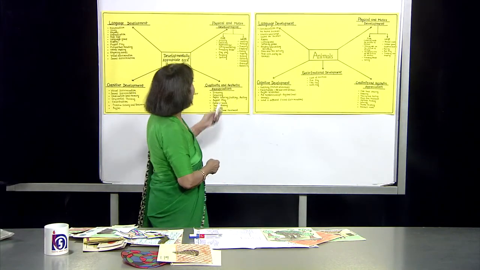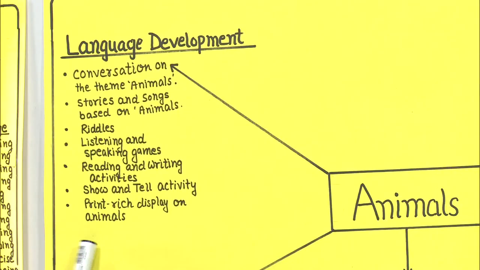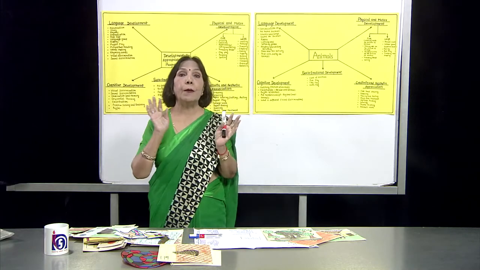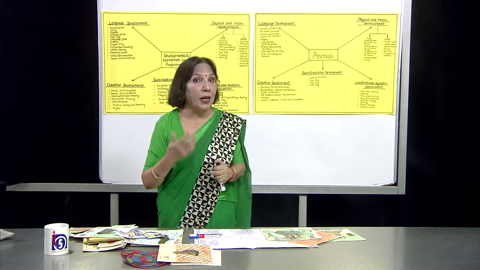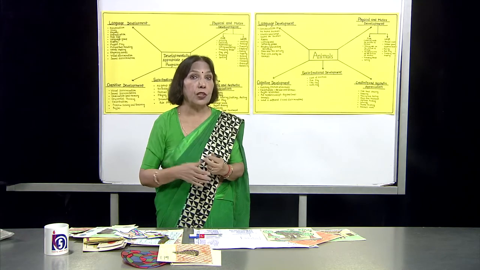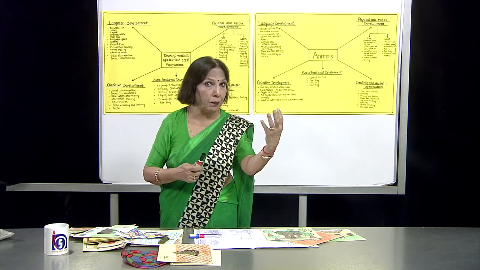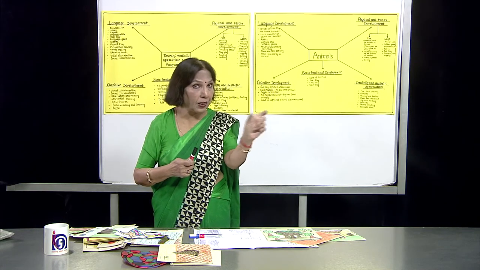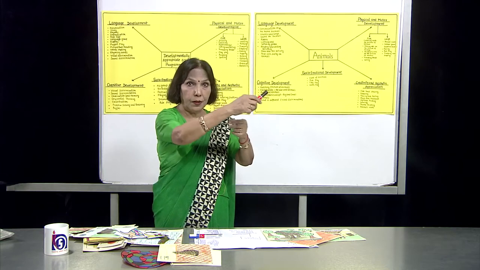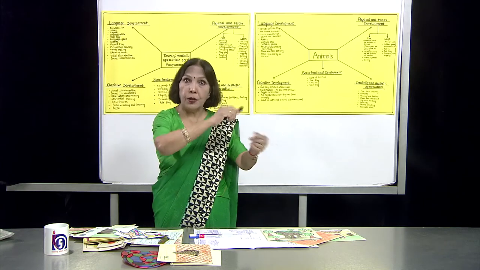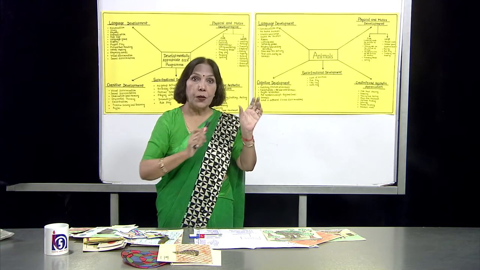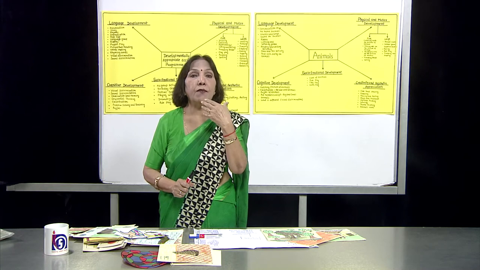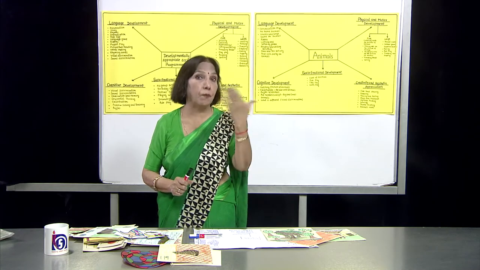And then, print rich display on animals. So all the classroom should be displayed with a print rich environment, because the children will see the picture and see the name of that picture written there, and they will be able to relate both the things. So there should be a print rich environment, for it will help them to read afterwards.